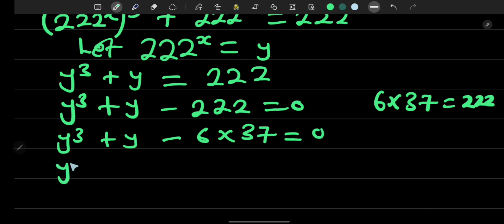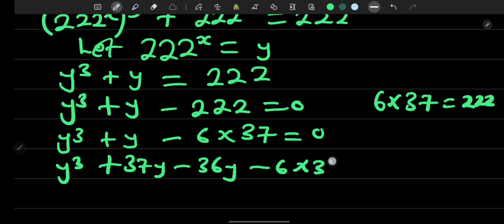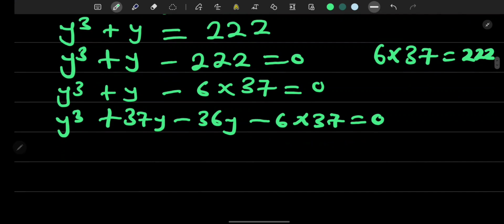Okay, and now y here can be written as 37y minus 36y, minus 6 times 37 equals 0. Now why am I using 37y minus 36y? Yes, the reason is very simple. I have 6 and 37 here, so I have to think of two numbers such that I can actually factorize 37 out, and 6 must be a factor of that number as well. Do you get that? Okay, so if that is clear, now let's rewrite this equation.